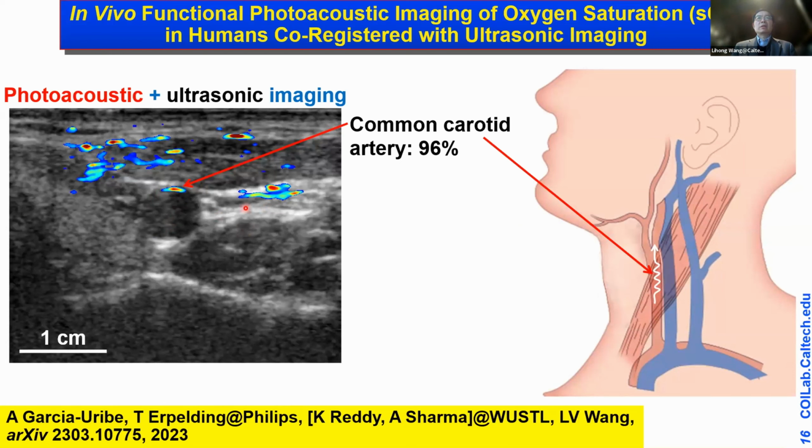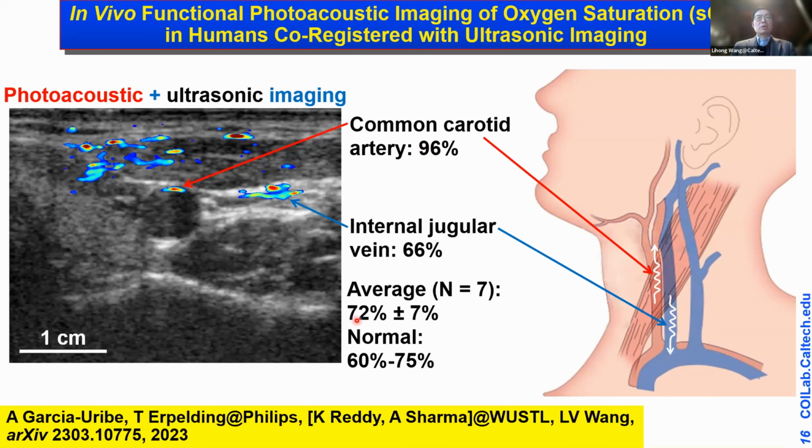Now, using our technique, we can measure the input to the brain, which is the carotid artery. And so we quantified oxygen saturation. And we can measure the output from the brain, which is the jugular vein. So we've imaged 7 human subjects. The average oxygen saturation is within the normal range. And so if we know both the input and the output, the difference gives us the OEF, the oxygen extraction fraction, and that allows us to indicate how much oxygen has been extracted by the brain.